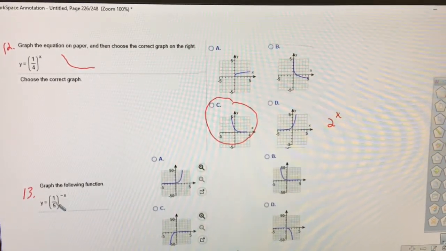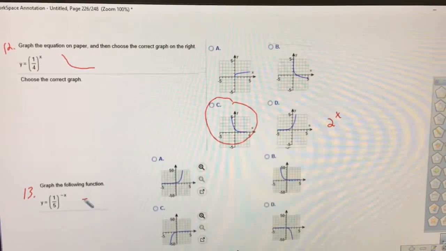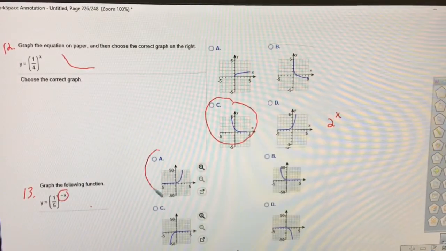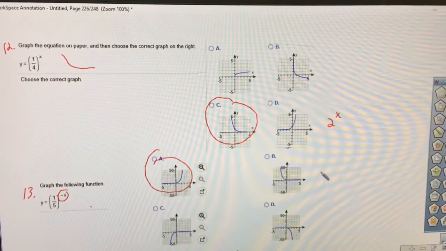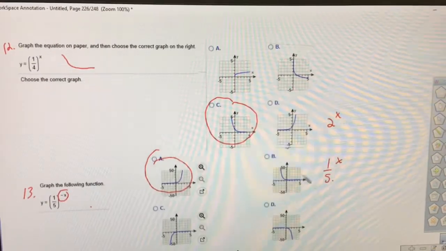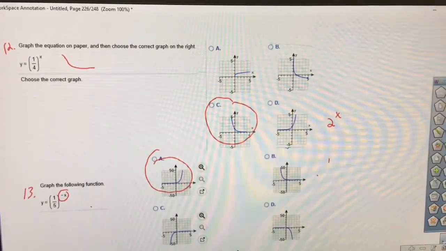Number 13, it's a fraction to a negative exponent. Basically what that is, is 5 to the positive x power. Because it's a fraction, which is supposed to be decay, but it's to a negative exponent, that's going to make it grow. So it's going to be choice A. Choice B could also be 2 to the negative x power, or 5 to the negative x power, or 1/5 to the x power. To get it to decay, there's a couple of different things you can do.